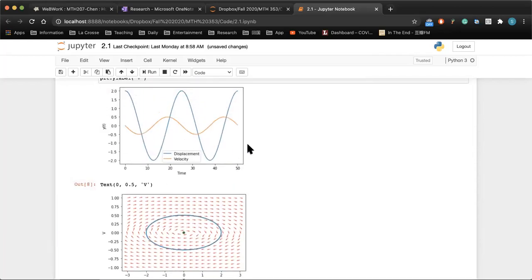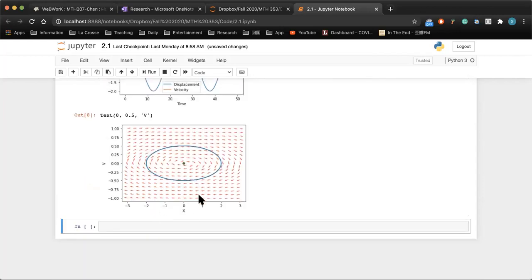Okay. This is the solution. We're already familiar with this. You have x and x prime. One is velocity, one is the displacement. They are sine cosine curves, right? So that's easy. The interesting part becomes x and v.